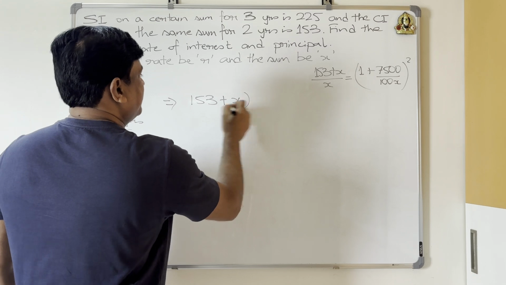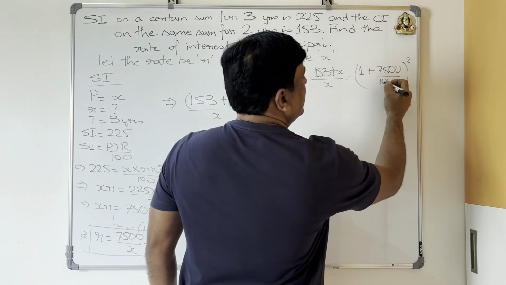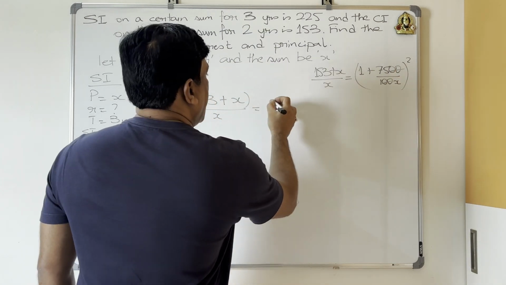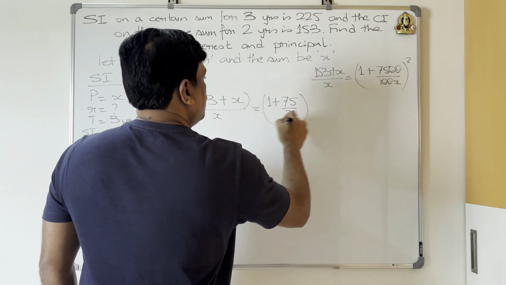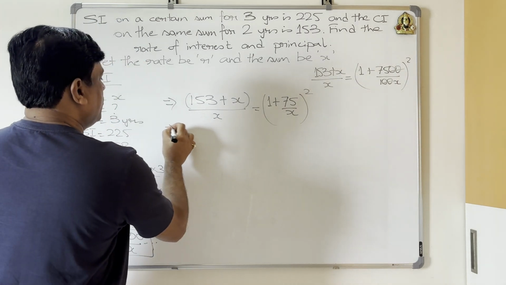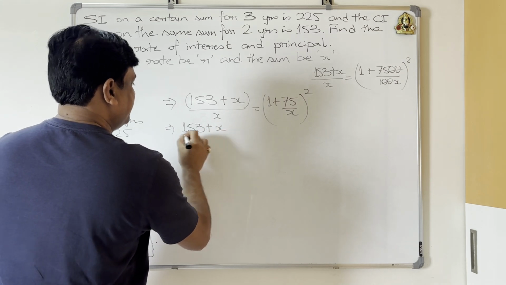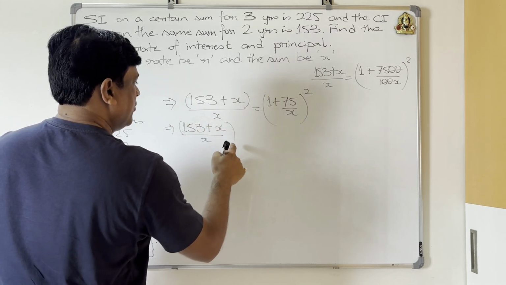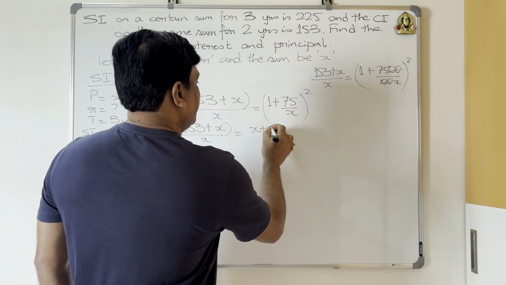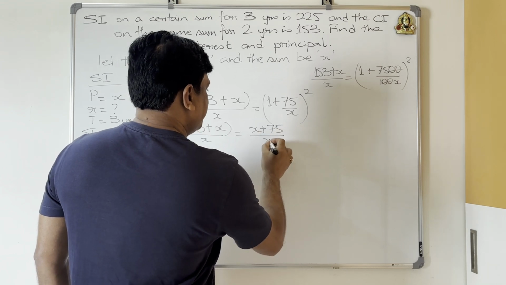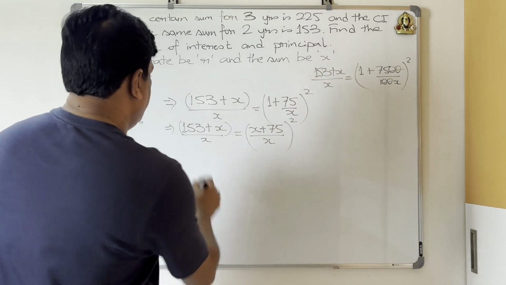(153 + x) divided by x is equal to, now if you look at it, in this one I can remove this, so I'll be left with 1 plus (75 by x) whole square. Okay, how can I write that on the right side? Can I make changes to that? (153 + x) divided by x, okay, is equal to, can I write this as ((x + 75) by x) whole square? Look at it. Makes sense?